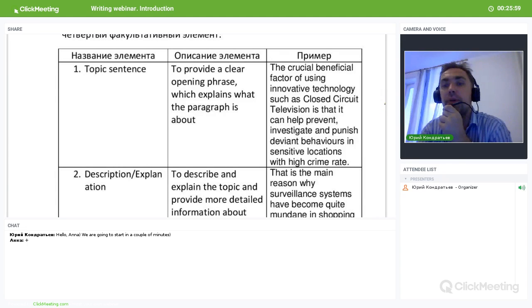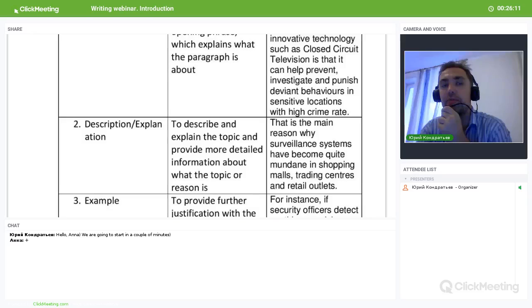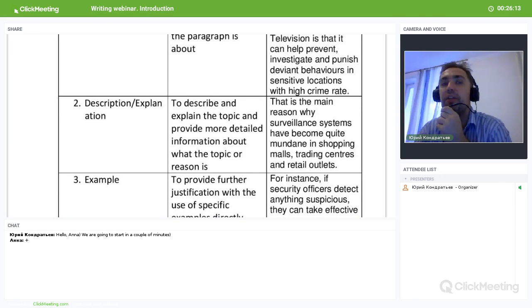Then, if you remember the task achievement criteria, you have to expand and develop your ideas. So the next sentence actually expands and develops the idea. It's called description or explanation. And you use it to describe and explain the topic and provide more detailed information. So this is the main reason why surveillance systems have become quite mundane in shopping malls, trading centers, and retail outlets.